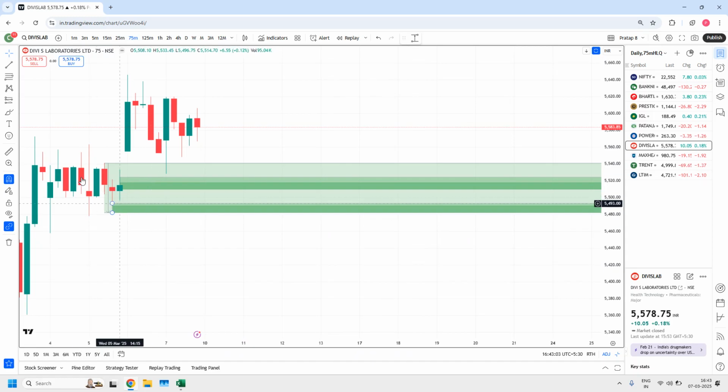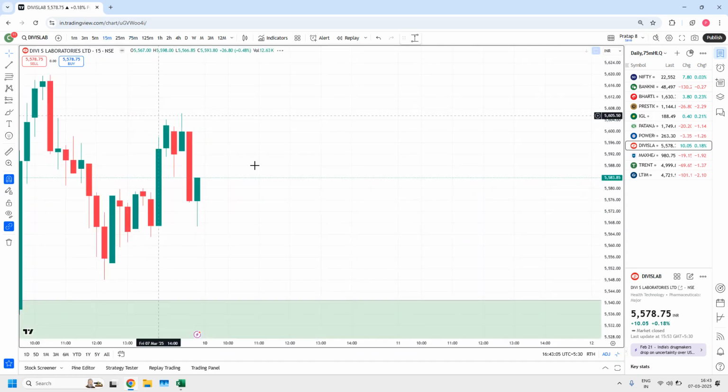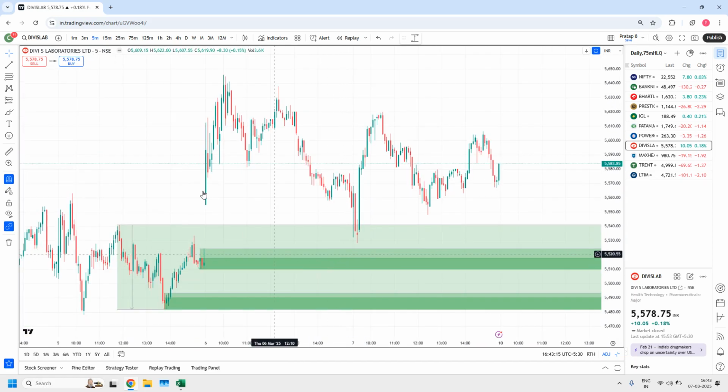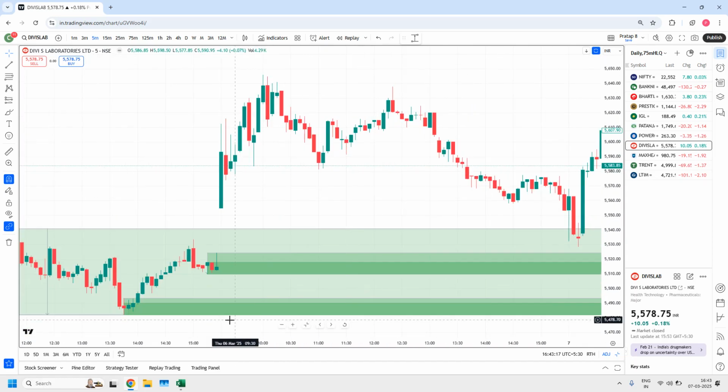Divi's Labs, we have two fine-tuned zones. One is 15 minutes. See, drop base rally and again drop base rally. You have two excellent 15-minute zones. Within the 15 minutes, fine-tuned with 5 minutes.